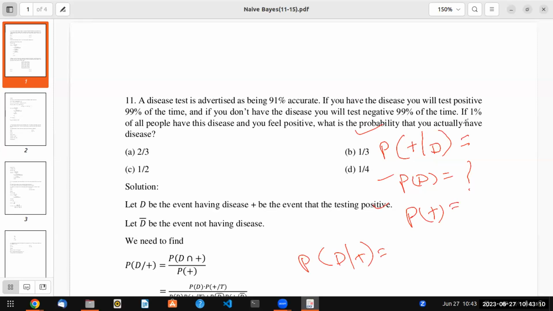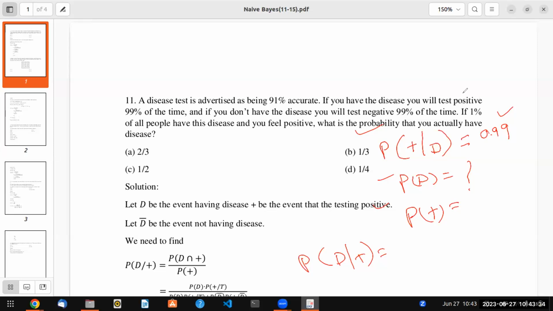Probability of being positive given disease is 0.99. Correct. So if you have the disease, you test positive 99% of the time. That means 0.99. Probability of having disease is 0.01.